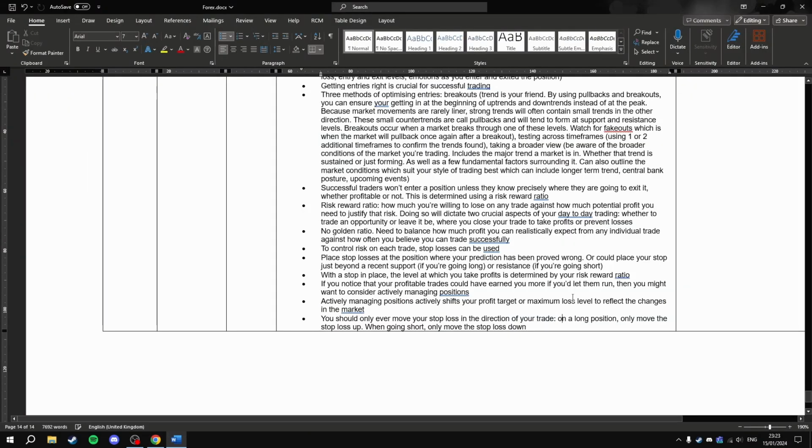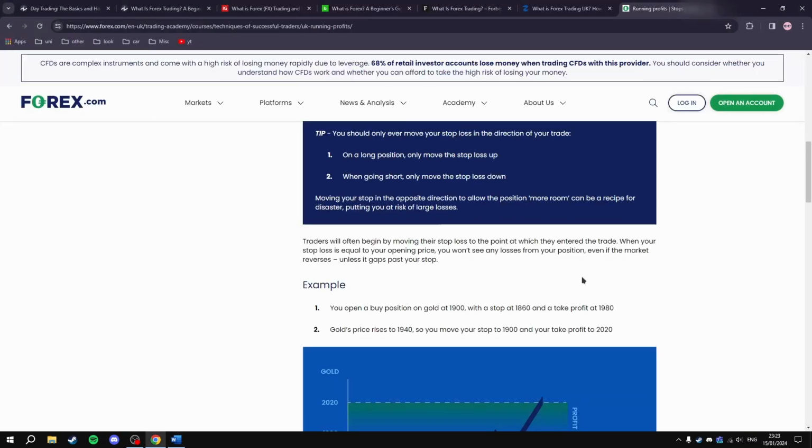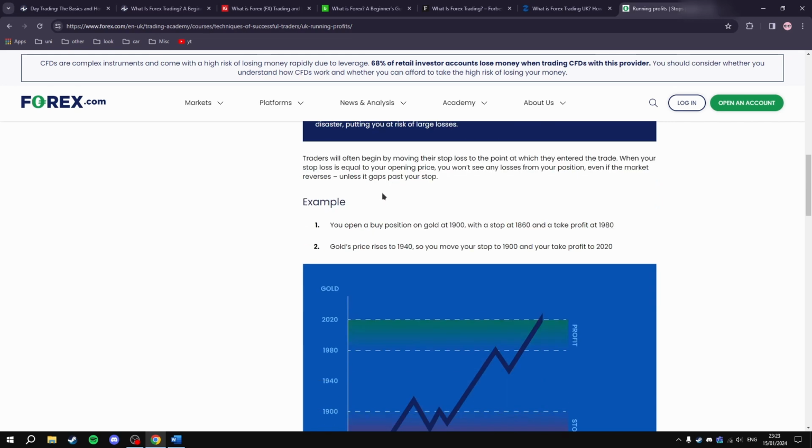So when going long, that means when you're buying, only move the stop loss up. When we're going short, that means when you're selling, only move the stop loss down. Moving your stop loss in the opposite direction to allow the position more room can be a recipe for disaster, putting you at risk of large losses.